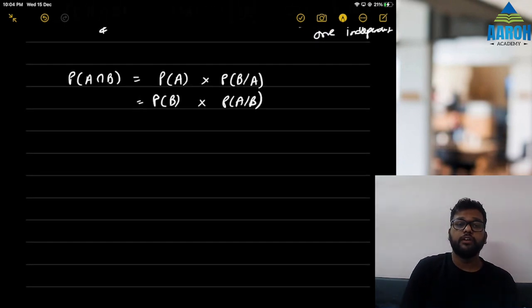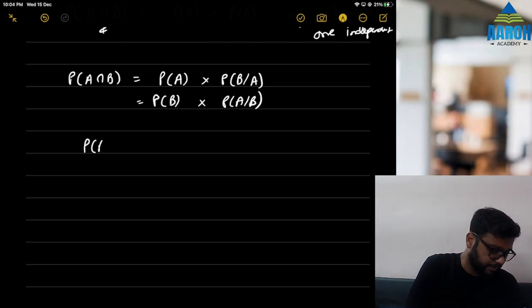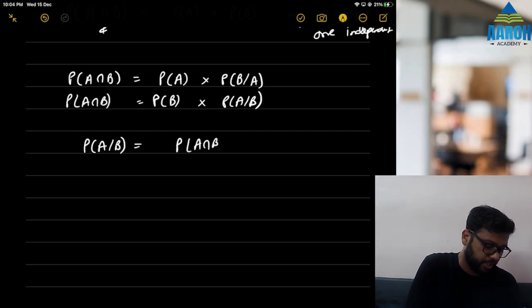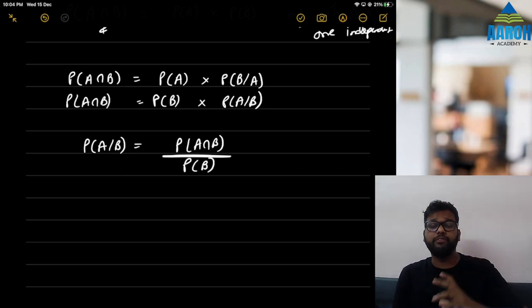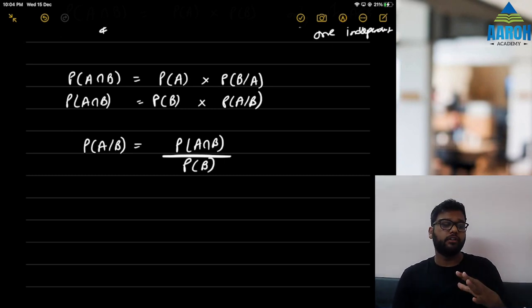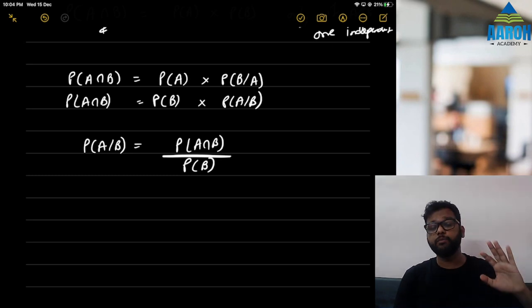From this we get the given formula, which is again very important. P of A given B will be, if we rearrange, P of A intersection B upon P of B. Correct, P of A intersection B upon P of B. This is again very important to remember, because even if they ask what is the probability that you will get an even number, given that we already have a perfect square.